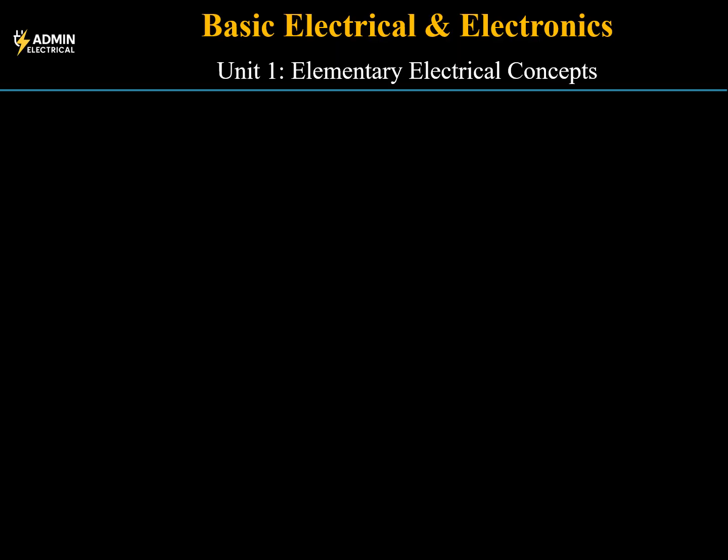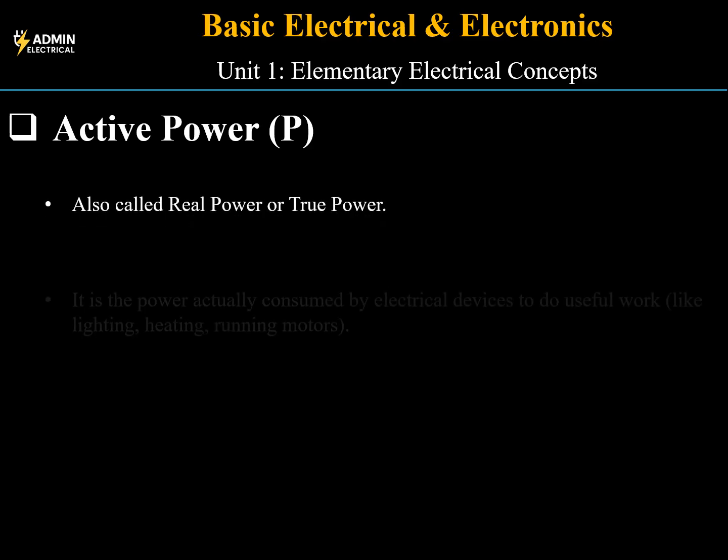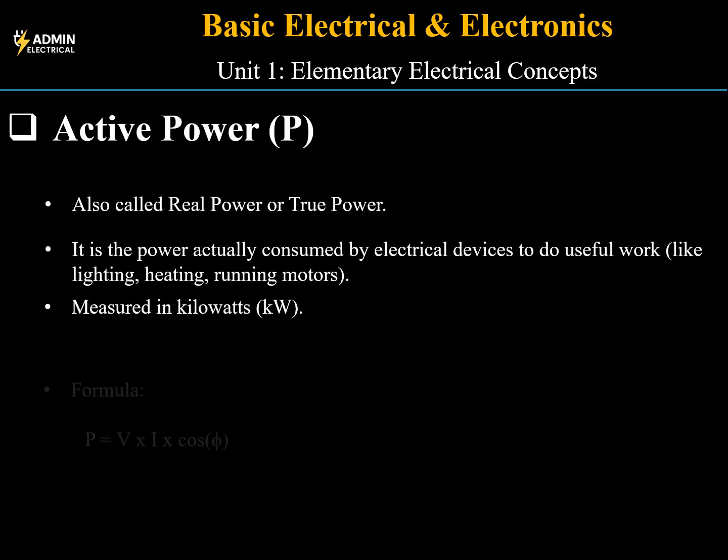Active power is also known as real power or true power. It is the power that is actually consumed by electrical devices for doing useful work like lighting, heating, or running motors. It is measured in kilowatts or kW. The formula is P is equal to V times I times cos phi, where phi is the phase angle between voltage and current.